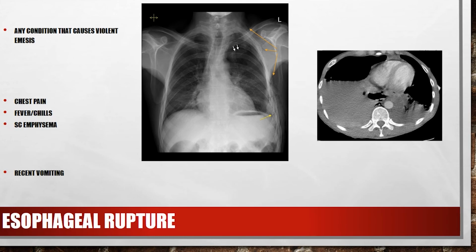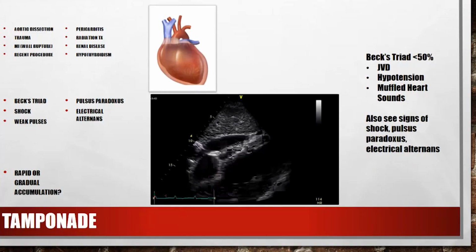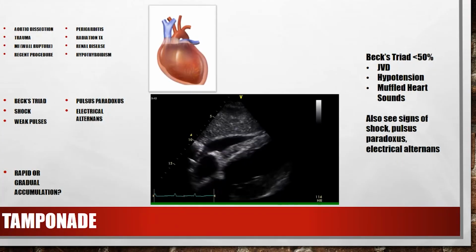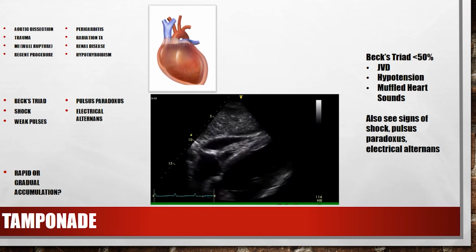Okay? All right. Tamponade, we've already talked about. Do you guys feel like we need to hit tamponade again? What's the cardinal sign of tamponade? Huh? Muffled heart sounds in the setting of shock. You got it. Beck's triad, JVD, hypotension, muffled heart sounds. Again, muffled heart sounds, muffled heart sounds, muffled heart sounds. Okay.